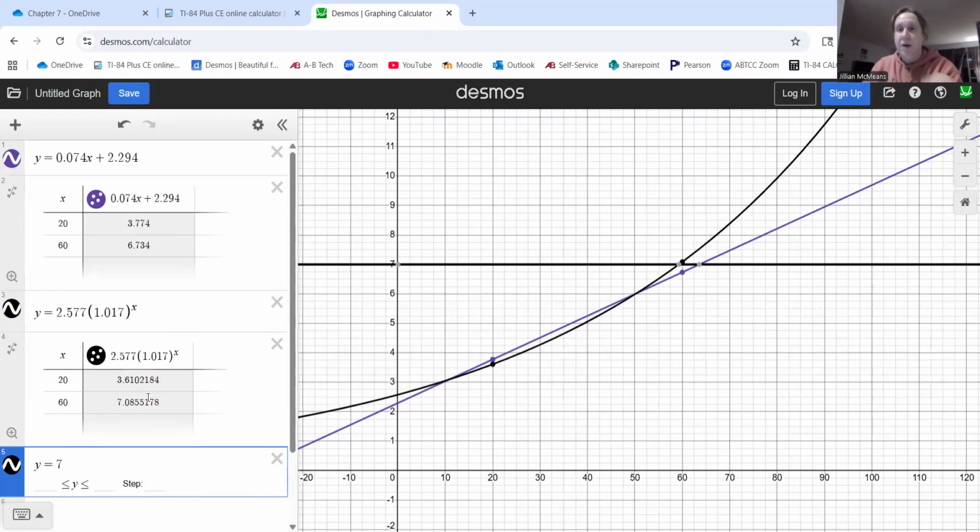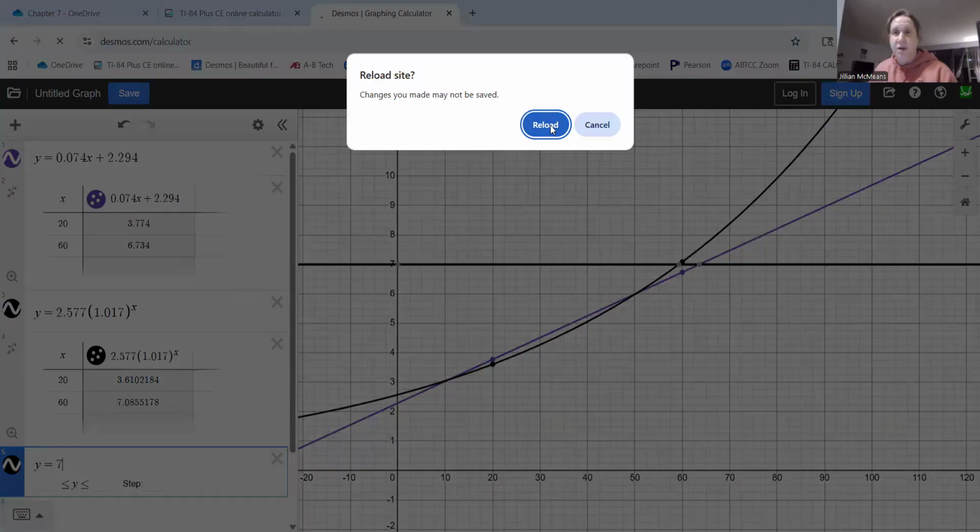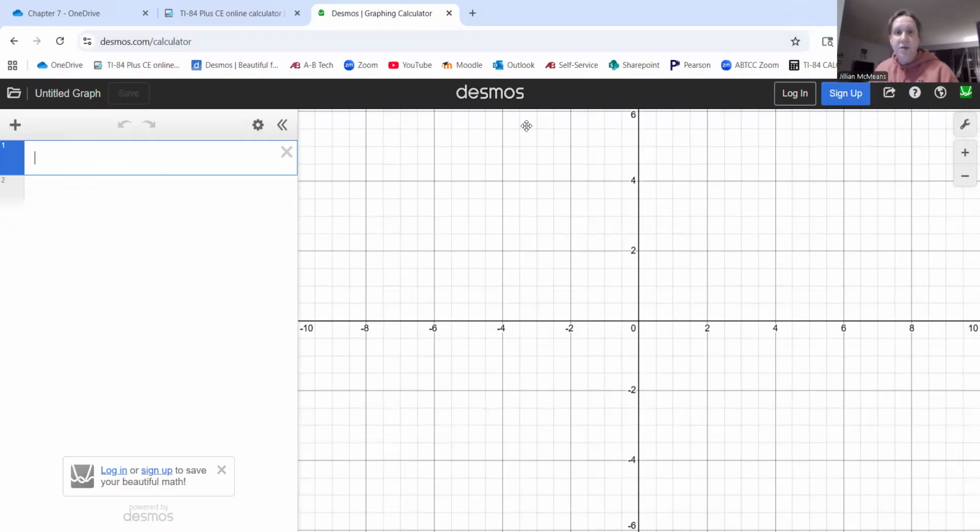Okay, so you can play around with Desmos quite a lot and get a lot of information about your graph. Now I am going to refresh this because we're going to do another example. So let's go back to the worksheet.